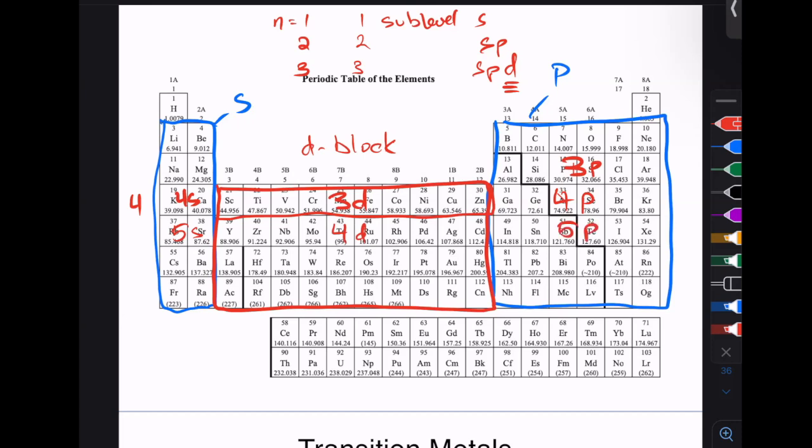When you get to 6s, now you've got to come down and pick up the inner transition elements, because now we jump down here. So what's the first principal energy level where you get to an f sublevel? 4. So these are going to be the 4fs, and these are going to be the 5fs, and so on and so forth. Okay, you've got the map of the periodic table to show you.